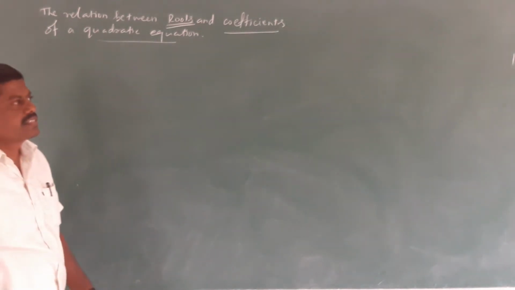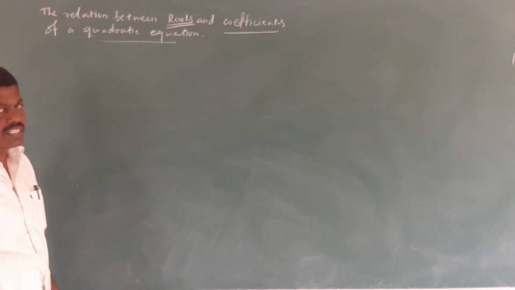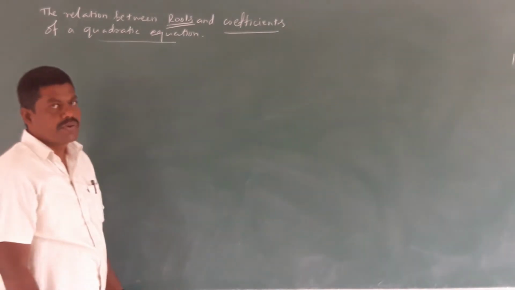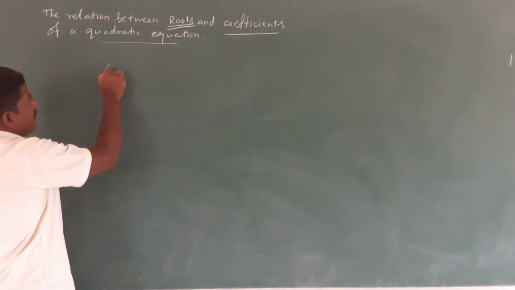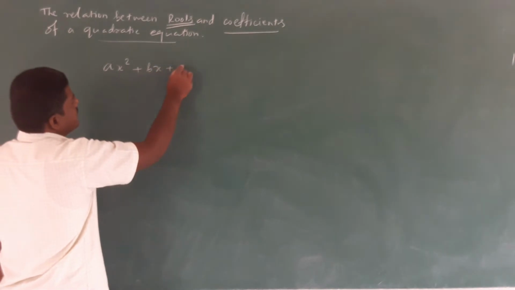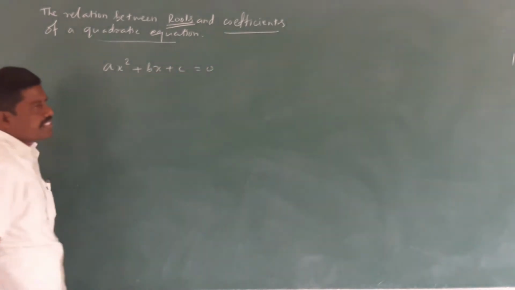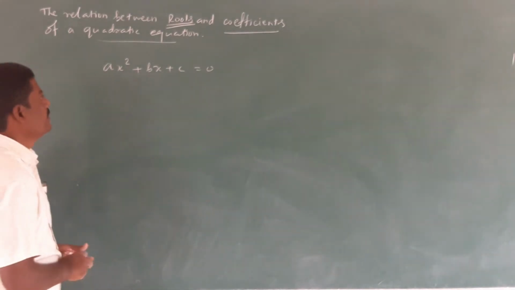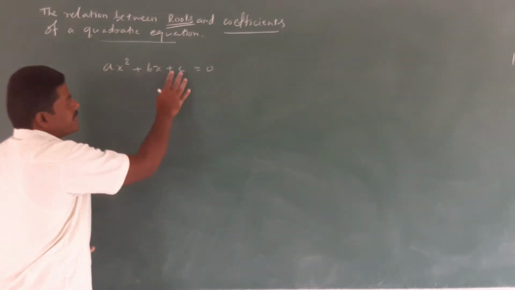Now we are going to discuss the relation between roots and coefficients of a quadratic equation. Suppose you take one quadratic equation, for example, ax square plus bx plus c equal to 0. The square term, next term and constant term is there. Ax square plus bx plus c is equal to 0 is a quadratic equation. So every quadratic equation has two roots.